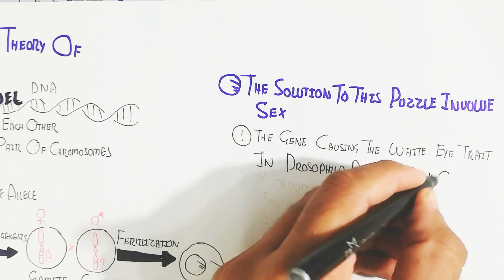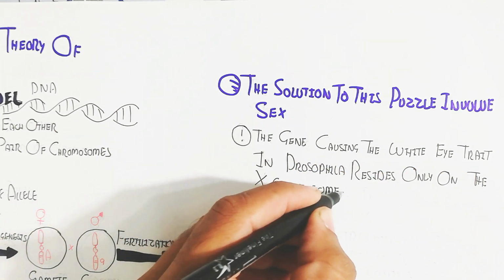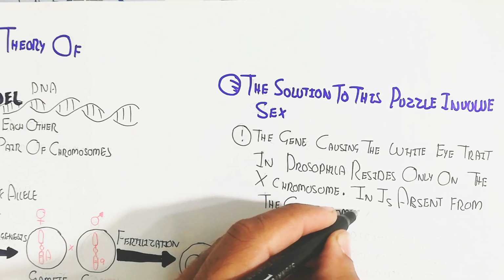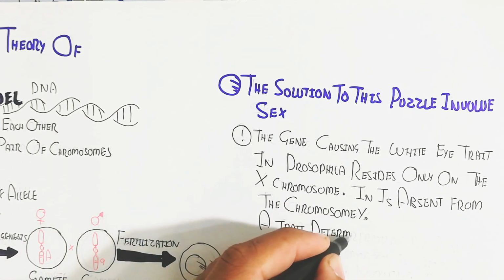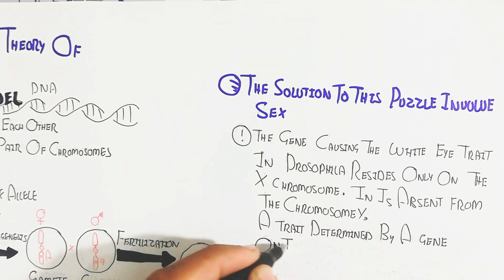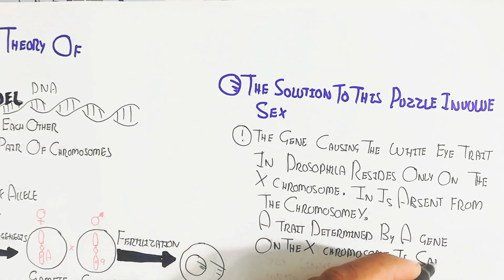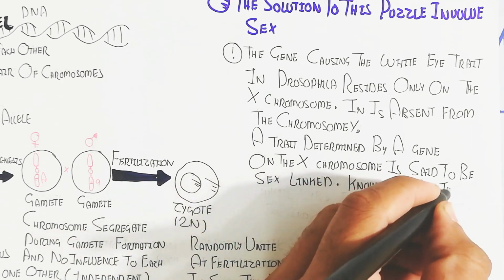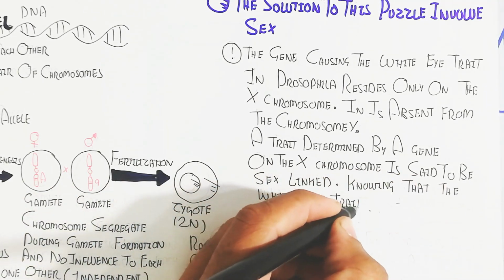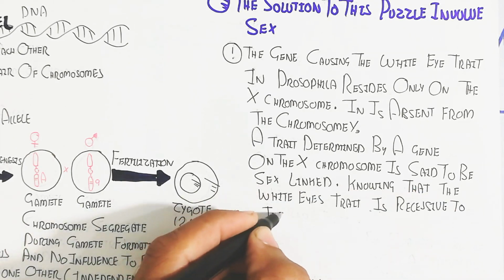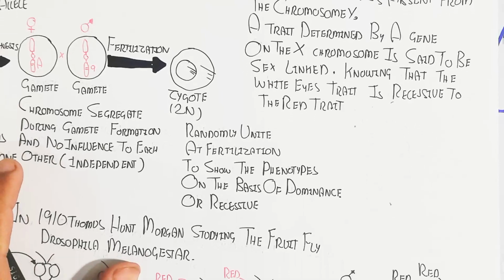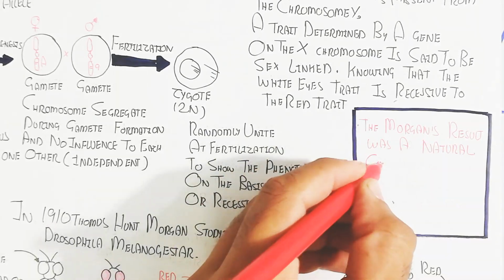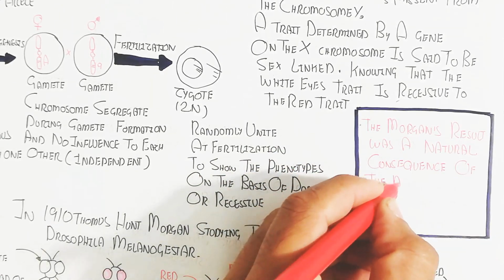The solution to this puzzle involves sex. The gene causing the white-eye trait in Drosophila resides only on the X chromosome and is absent on the Y chromosome. A trait determined by a gene on the X chromosome is said to be sex-linked, and the white-eye trait is recessive to the red trait. So whenever the male has the red-eye gene, it shows red eye color, while the white-eye gene, when present without a dominant allele, shows white eyes.